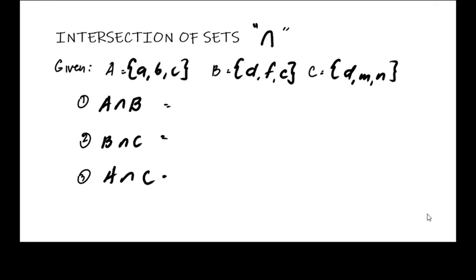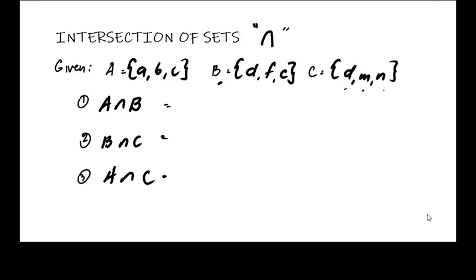Okay, intersection of sets. So, yung symbol ng intersection is yung parang U pa rin, but this time is yung kabaliktaran niya. So, it's opening downward na. Okay, meron tayong tatlong given. Set A, merong laman na A, B, C. Set B, na merong laman na D, F, C. At set C, na merong laman na D, M, tsaka N.